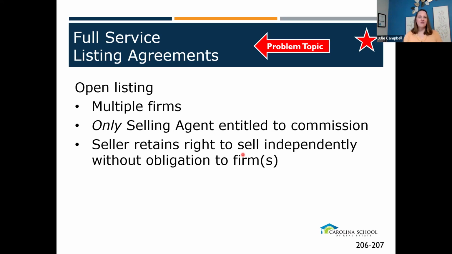And to make it even more interesting, the seller retains the right to sell it on their own and not pay anybody. Maybe the seller goes to work and they're in the break room and the coworker says, "You got your house for sale. I've always loved your neighborhood." Seller says, "Well, I'll sell it to you." What did the agent have to do with that? Not much.